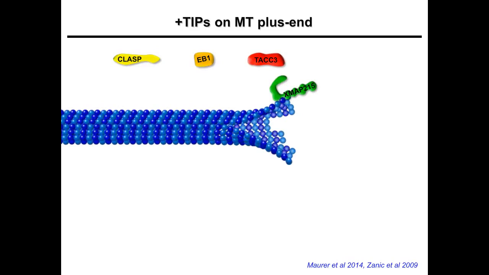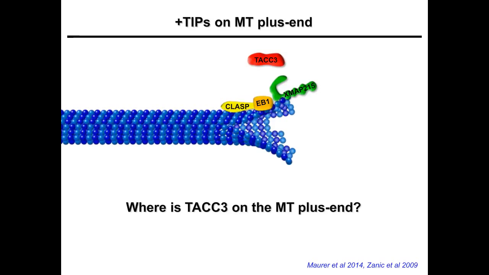For example, XMAP215, which I mentioned, is at the distalmost tip. It was thought that it was the only one out there, adding on new tubulin dimers. Whereas EB1 was about 500 nanometers behind XMAP215. And CLASP, which is another plus tip, overlapped with and was further behind EB1. And so we wanted to know, where is TACC3 on the plus end?